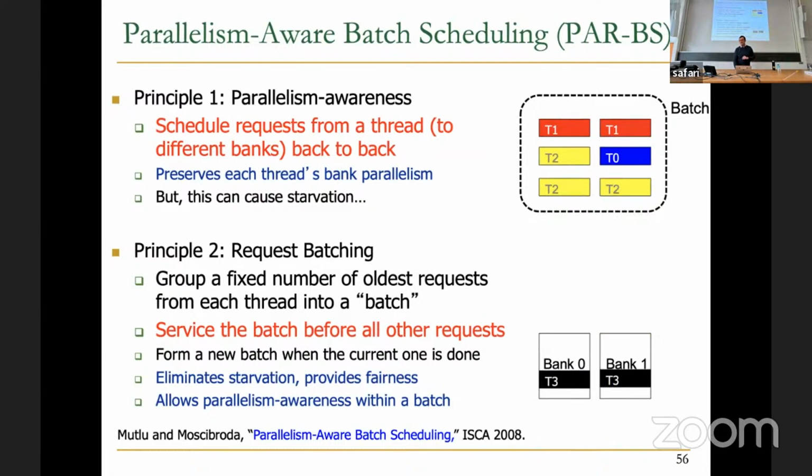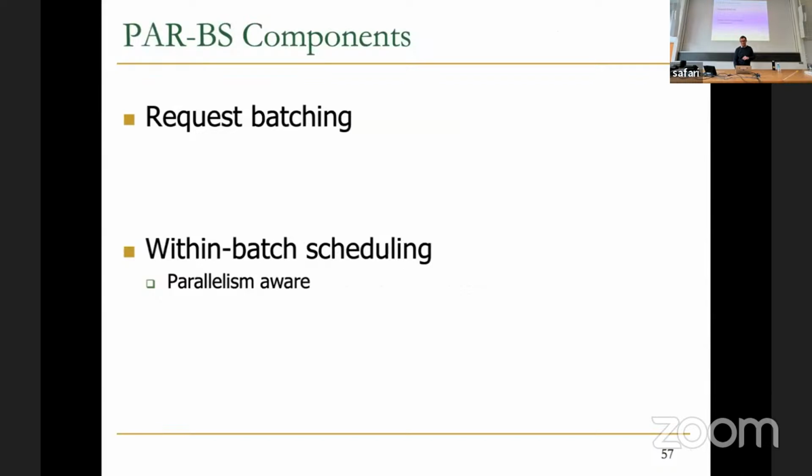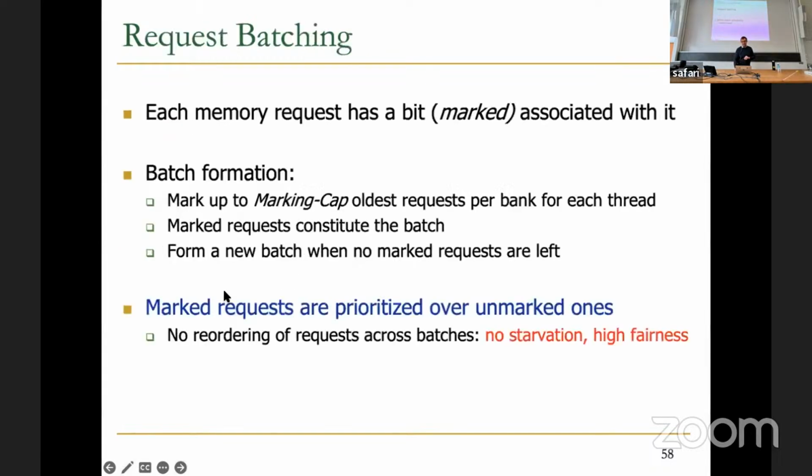So this provides a nice substrate. There could be better substrates, but we're not going to deal with it right now. So let's talk about these two components. Request batching is relatively simple. Within-batch scheduling is going to be interesting also. You can do parallelism-aware, but also other kinds of request scheduling mechanisms here.